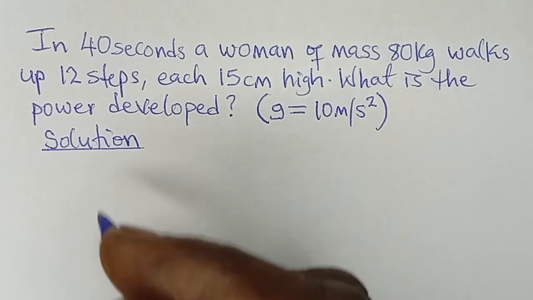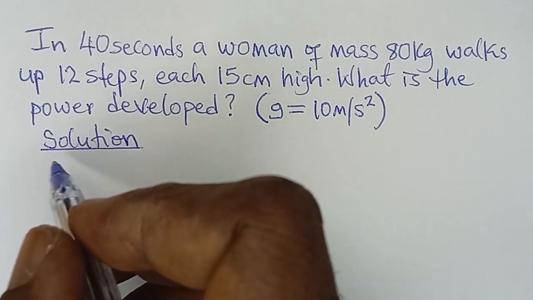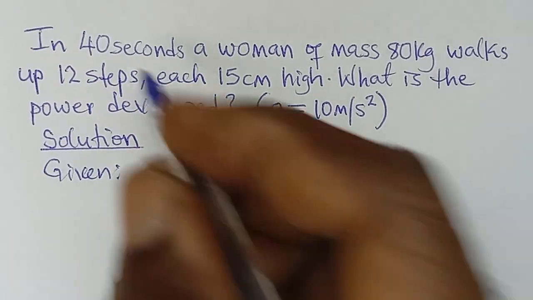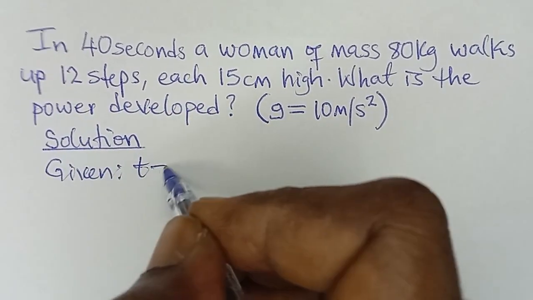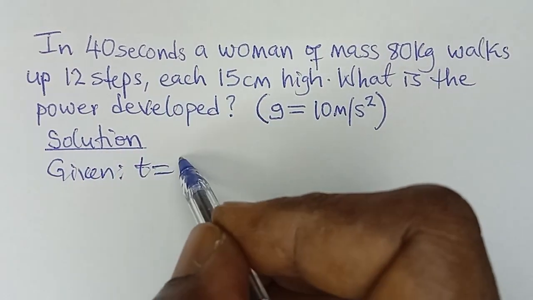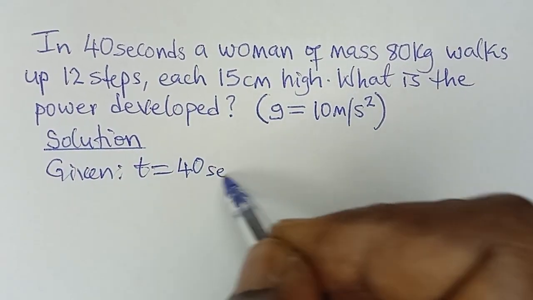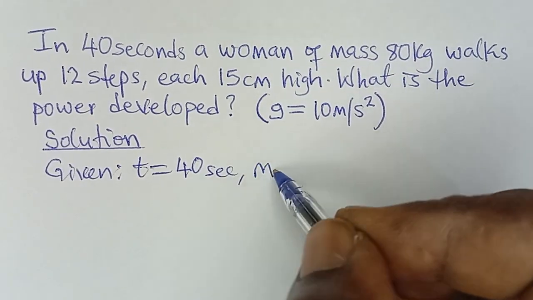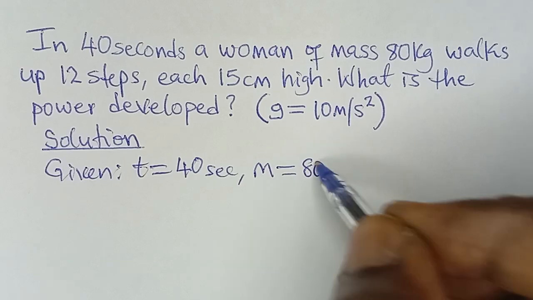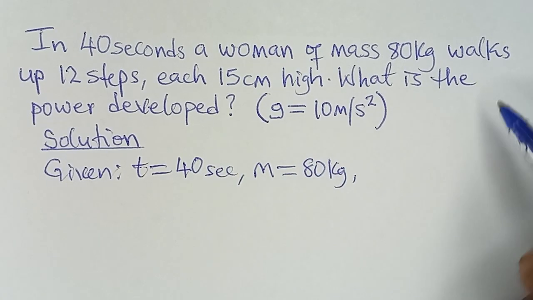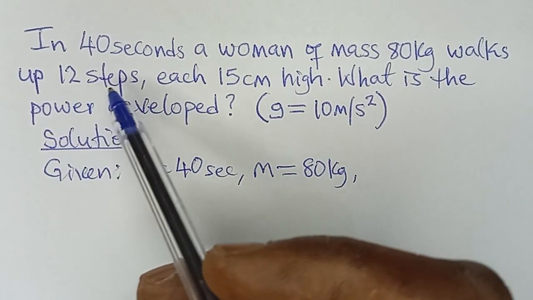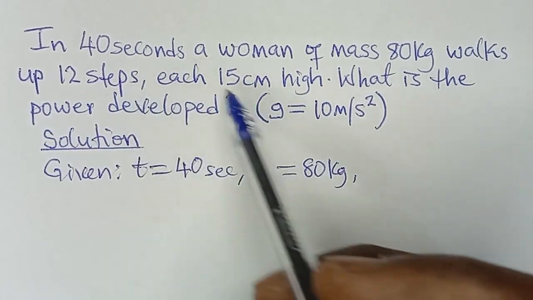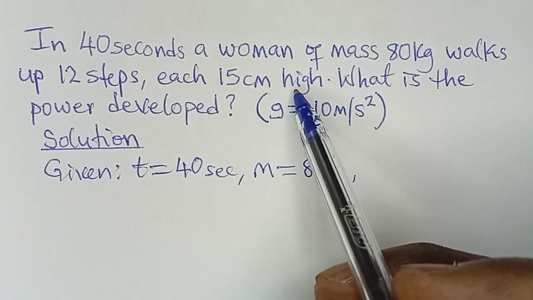So in this question, I would like to first of all state what we are given in the question. So let me say given. Now we are given time t is equal to 40 seconds. Then we are given the mass of the woman m as 80 kilogram. And then we are to find the height climbed by the woman. Don't forget there are 12 steps and each step is 15 centimeter high.